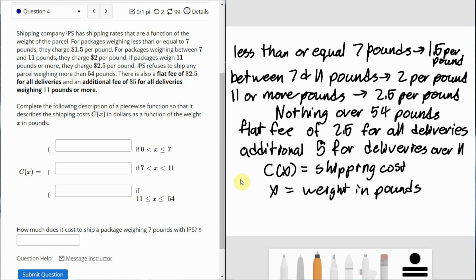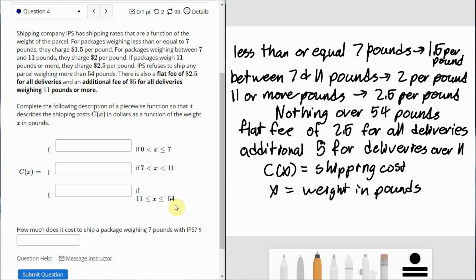I can see that the domain restrictions have already been set up for me. The first expression is from 0 is less than X is less than or equal to 7. The second expression is from 7 is less than X is less than 11. And the third is from 11 is less than or equal to X is less than or equal to 54.